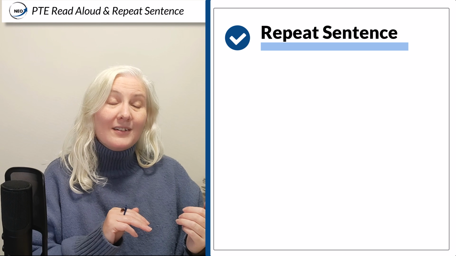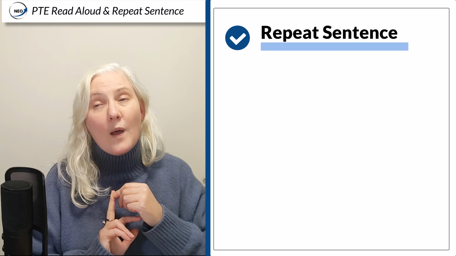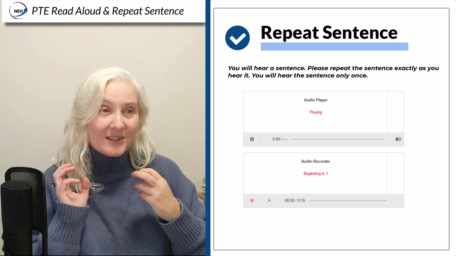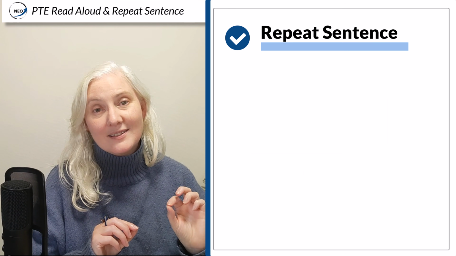Then you'll have repeat sentence questions. And that's also exactly what it sounds like. You listen to a sentence. Not getting enough sleep has been associated with numerous health risks. And then you repeat that sentence exactly as it is.